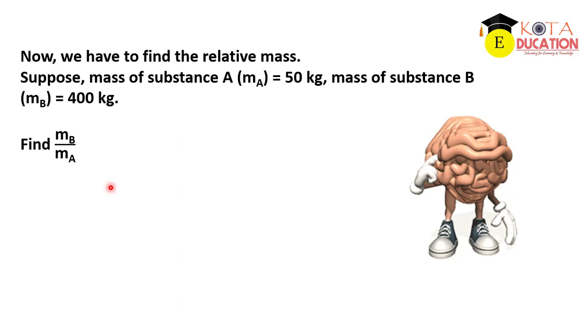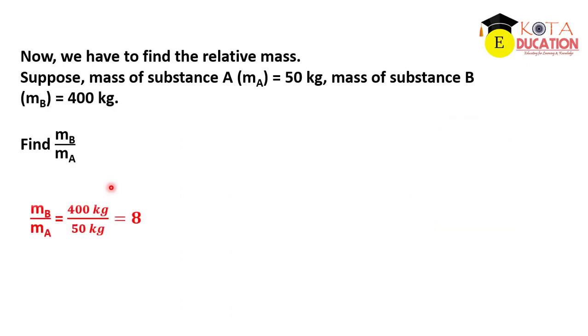So think how much it will be. It is an easy question and you can try. So simply, mass of B relative to mass of A. So mass of B is how much? 400 kg. Mass of A is 50 kg.